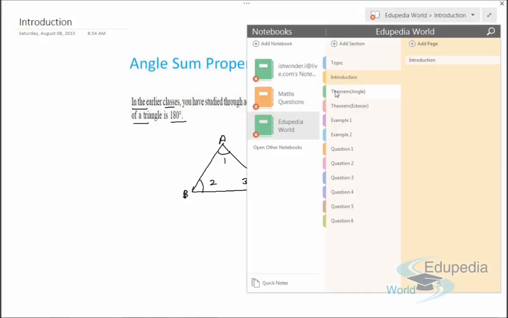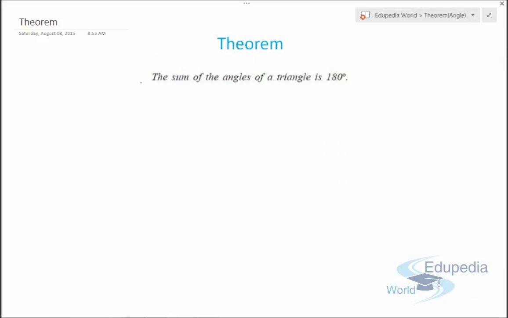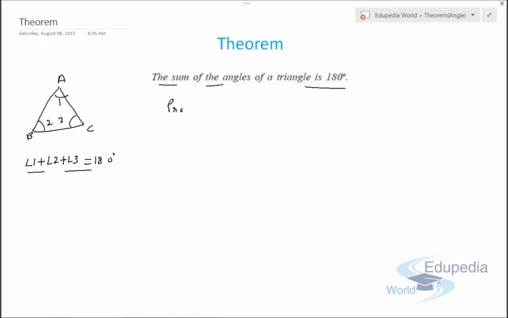So let's get started with the first theorem, which is the angle sum property theorem. The theorem says the sum of angles of a triangle is 180 degrees. Suppose we have a triangle ABC. As discussed in the previous slide, if this angle is 1, this angle is 2, and this angle is 3, then angle 1 plus angle 2 plus angle 3 is 180 degrees. So this is the angle sum property. Now we need to prove this, that angle 1 plus angle 2 plus angle 3 is 180 degrees. So let's see how we can prove this. We'll solve the proof.